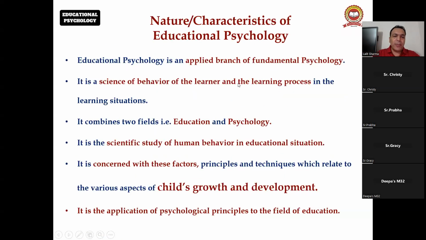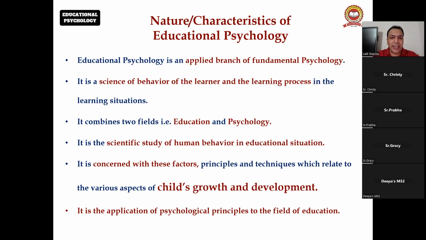So now, what is the nature and characteristics of educational psychology? First, it is an applied branch of fundamental psychology. Applied branch. This is the important word, guys. What is the important word? Applied branch. It means it is applied, it works. It is not just theory and other things. It is an applied branch, meaning educational psychology provides immediate solutions to educational problems. Got it? Next, it is a science of behavior of the learner and the learning process in the learning situation.